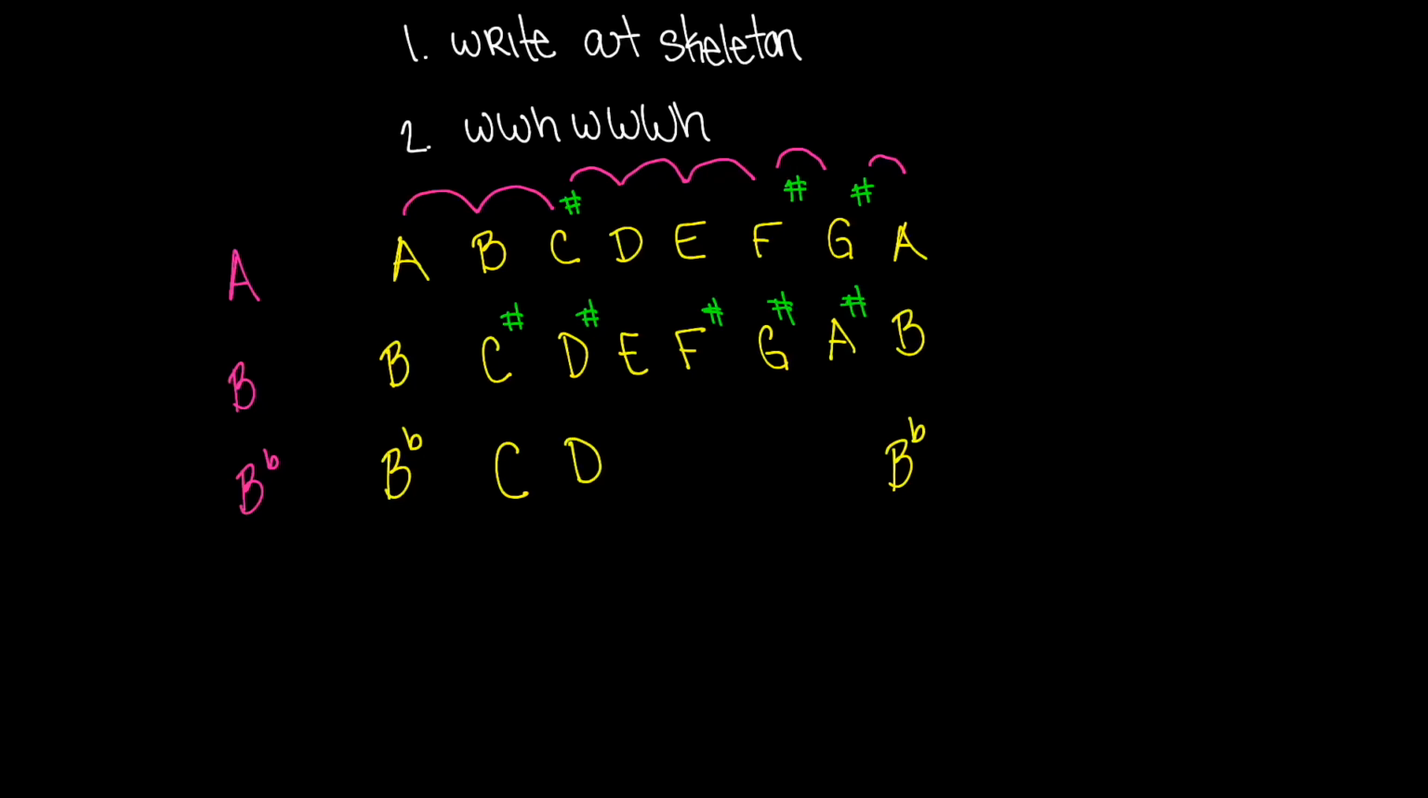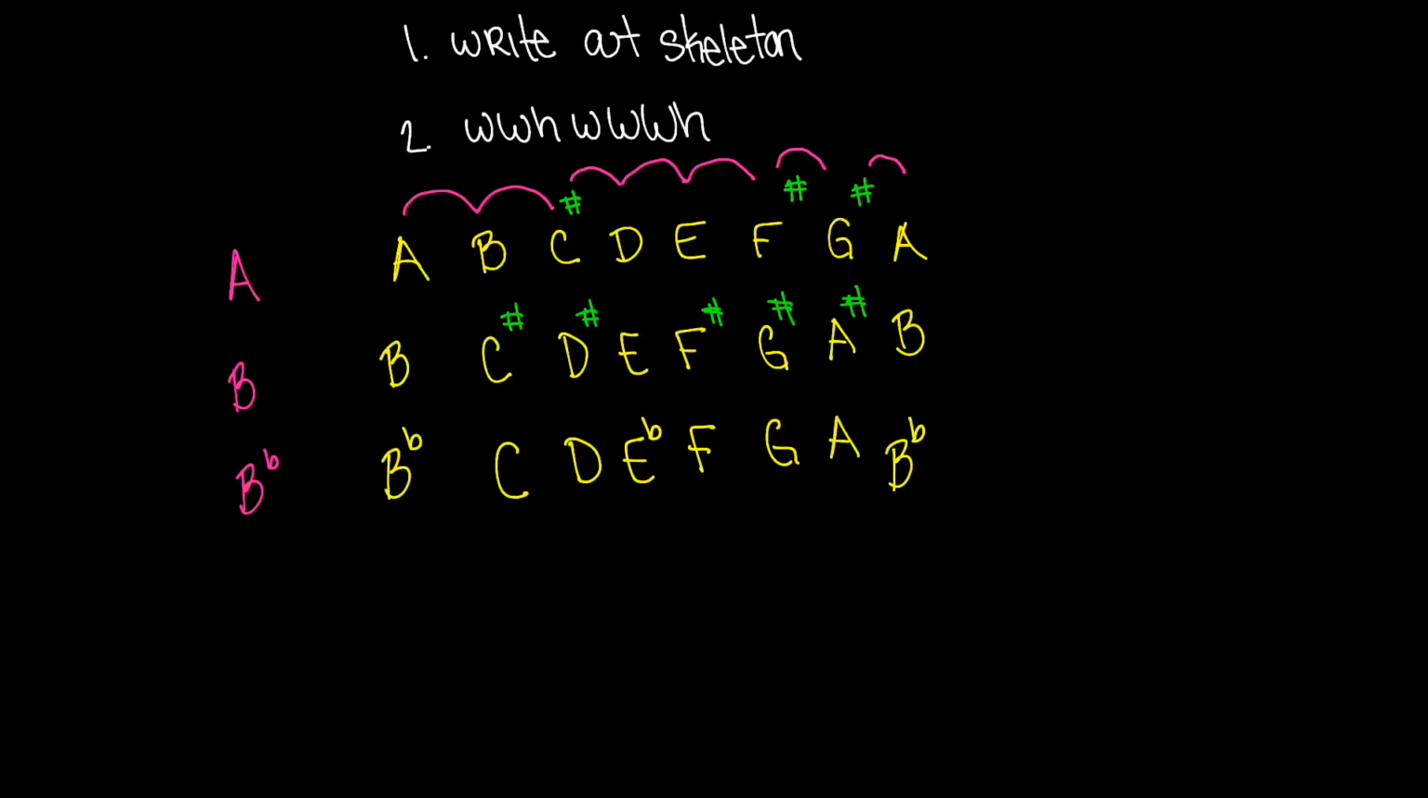What is a half step lower than E? And that would be E flat. What is a half step lower than F sharp? That would be F. What is a half step lower than G sharp? That would be G. What is a half step lower than A sharp? And that would be an A.